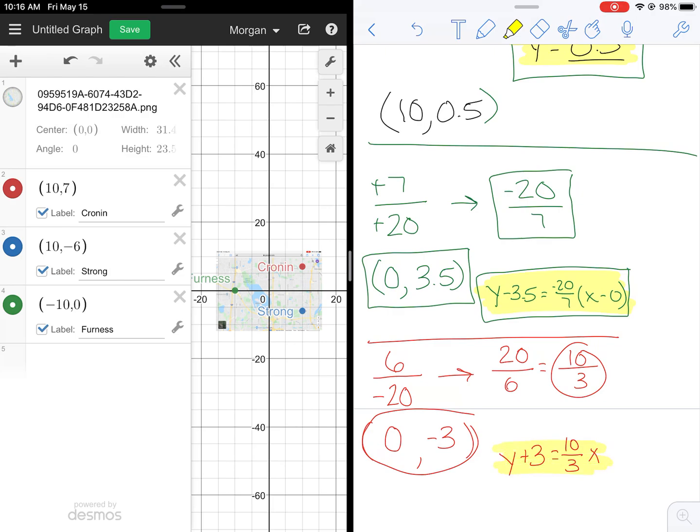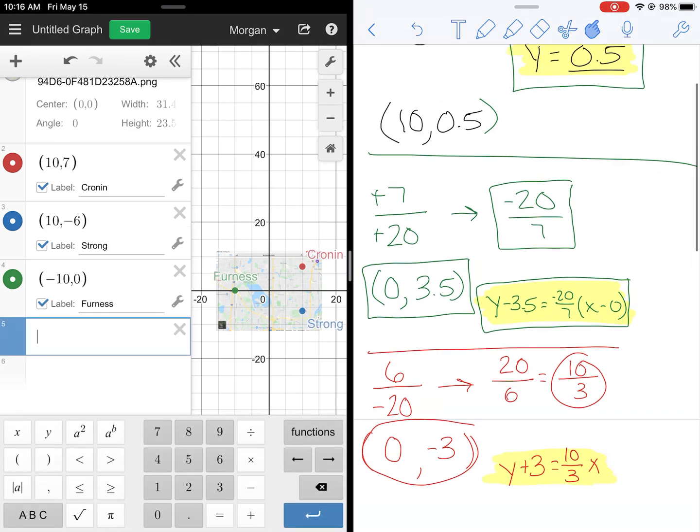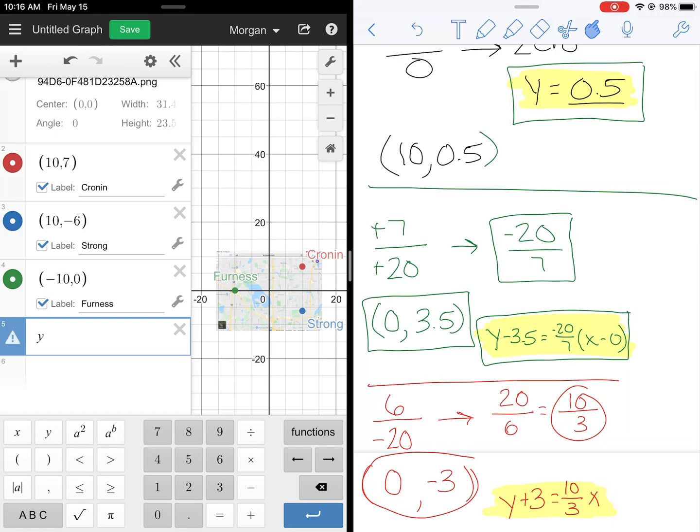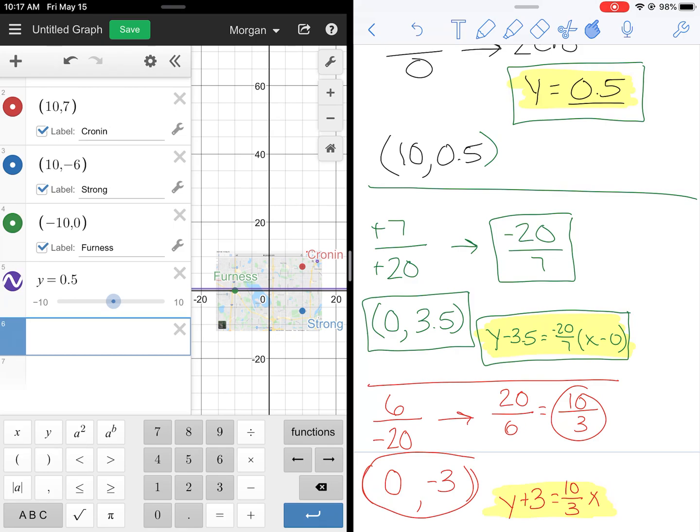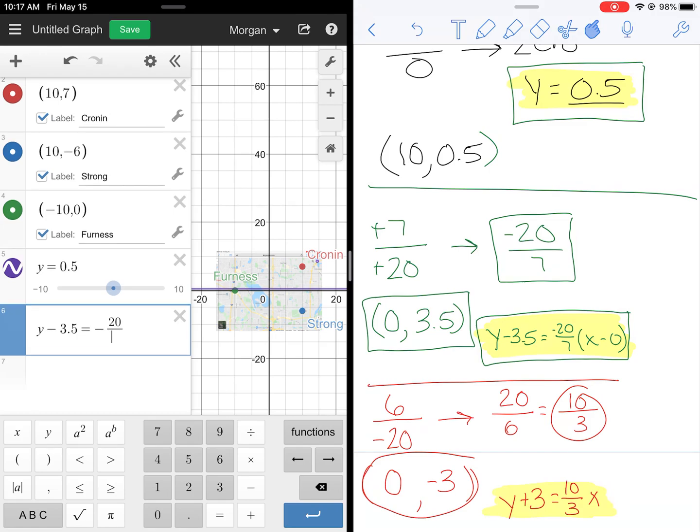I'm going to type the 3 equations that I found into Desmos and see where they meet. So I'm going to come over again, and I'm typing in my first one exactly as I found it. So y equals 0.5. Great. And it'll draw that line in for me. My second equation is y minus 3.5 equals negative 20 over, and it'll automatically give me my little fraction. To get out of that fraction, I'm going to hit the little arrow over key times x.